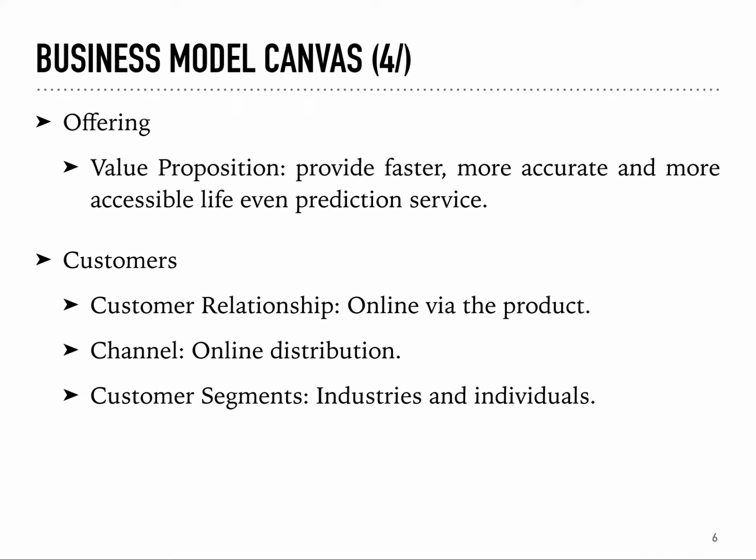Then let's move on to the customer components. For customer relationship and the customer channel, it should be both online, which means they mainly interact with their customers online and they distribute their products, which are the app, tools, and platforms, online. Besides, the customer segments include both industries, including life insurance, health insurance, financial services, public health, cosmetics, and plastic surgery, and the individuals.